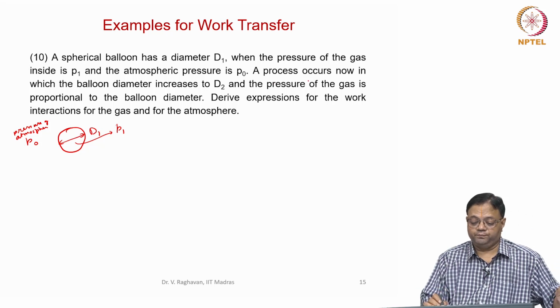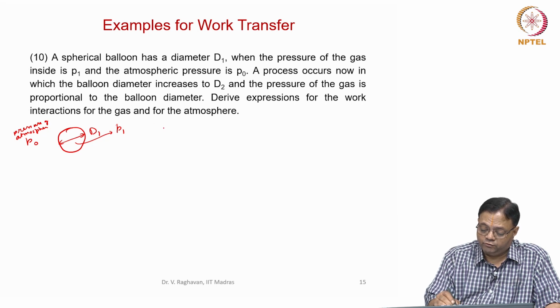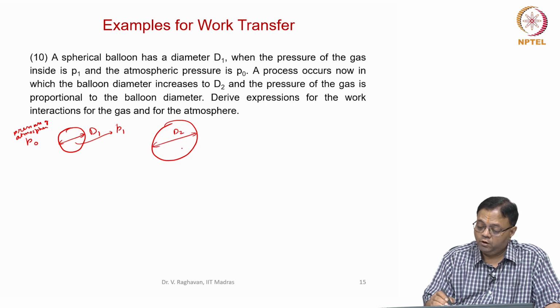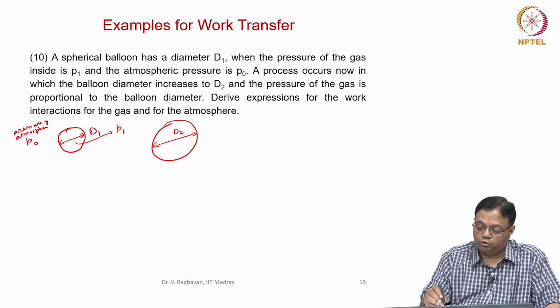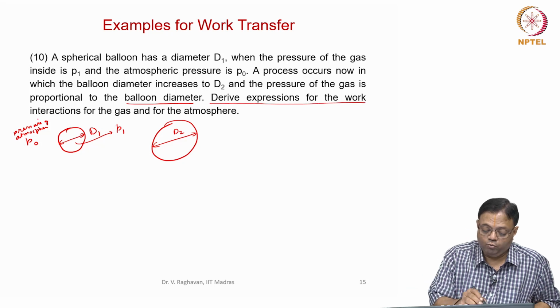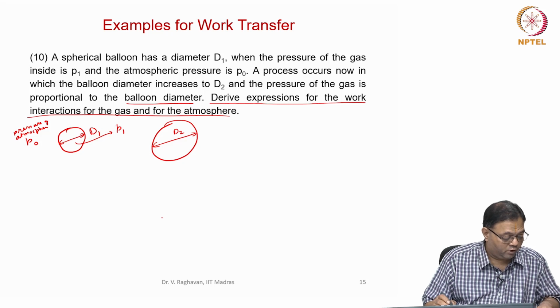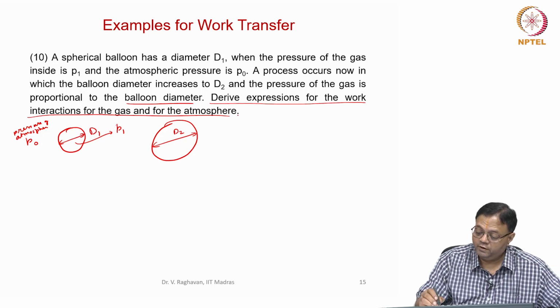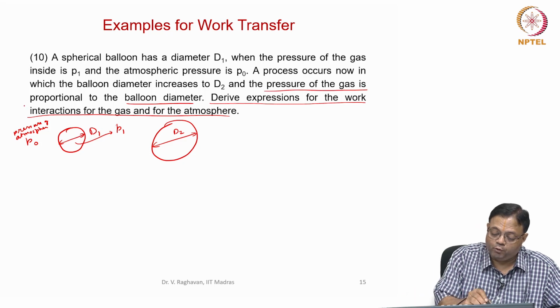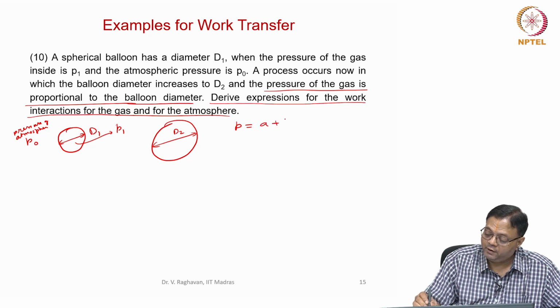A process now occurs. What will be the process? The diameter increases to D2, and pressure is proportional to the diameter of the balloon. So derive expressions for the work interactions for the gas and for the atmosphere. So here first of all, the pressure of the gas is proportional to the balloon diameter. So I can say P equal to A plus B times the diameter of the balloon.